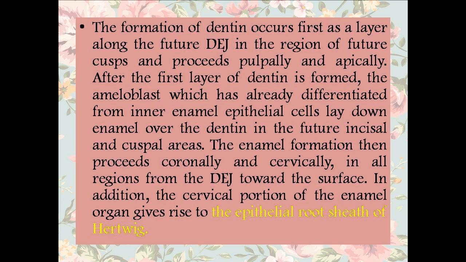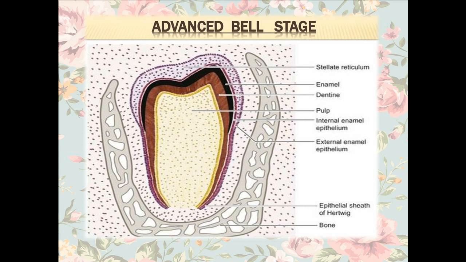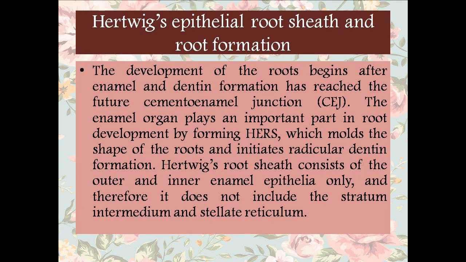towards the surface. In addition, the cervical portion of the enamel organ gives rise to the epithelial root sheath of Hertwig. Hertwig's epithelial root sheath outlines a future root and is thus responsible for the shape, length, size and number of roots. The development of roots begins after the enamel and dentine formation has reached the future cemento-enamel junction, that is, the CEJ.